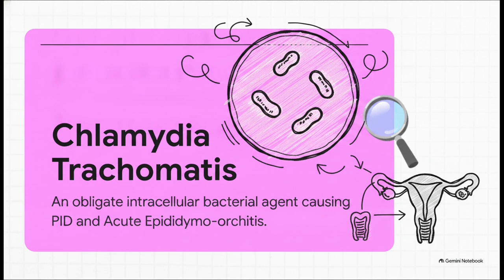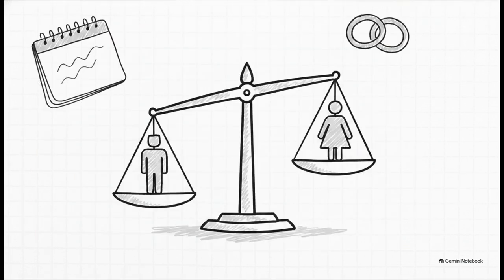Now I want you to pay close attention to an absolutely crucial board exam buzzword right here, obligate intracellular. Seriously, burn that phrase into your memory. It means this bacteria acts almost like a virus. It's essentially a freeloader that literally has to live inside the host cells to survive and replicate. If you see a clinical vignette about the reproductive tract and the words obligate intracellular pop up, boom, your mind should immediately jump straight to this bug.